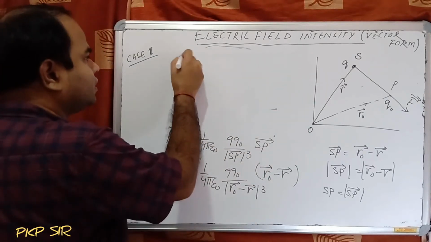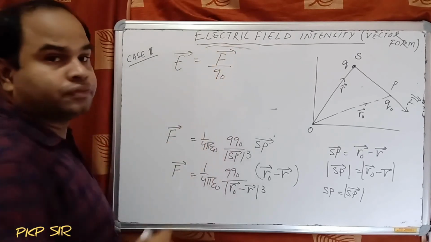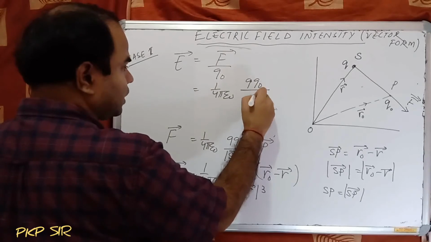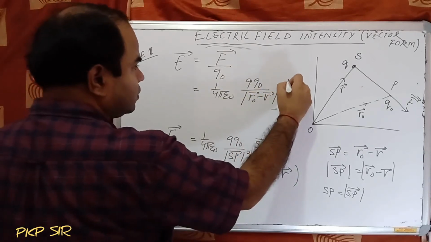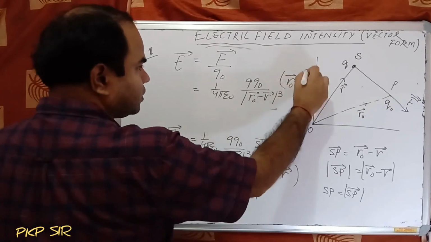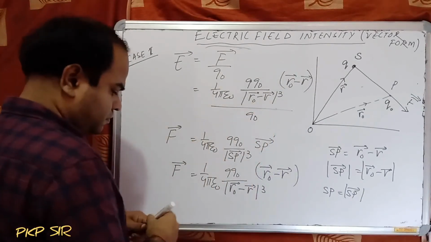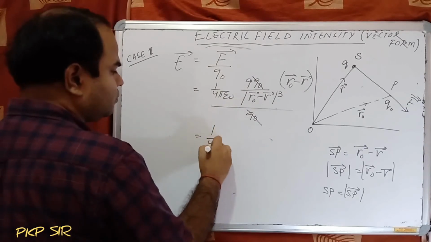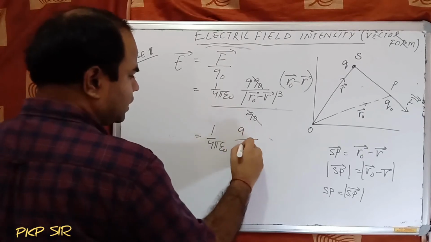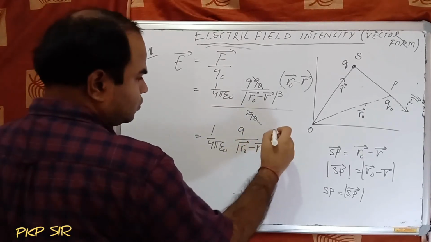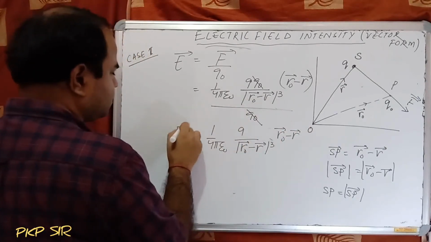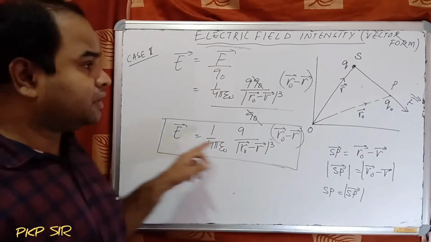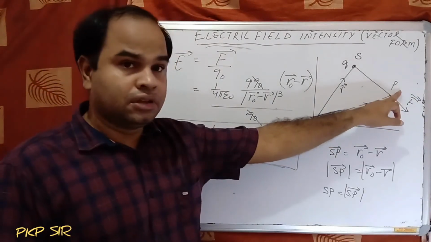तो electric field intensity at P is equal to force experienced by the test charge, ठीक है. Force value is this much, this is 1 by 4 pi epsilon naught, this is q naught by magnitude of r naught minus r vector cube into r naught minus r vector, ठीक है, divided by q naught. Okay, so q naught cancels out. So this is 1 by 4 pi epsilon naught, this is q by magnitude of r naught minus r vector cube into r naught minus r. So this is the value of electric field intensity at point P due to the charge q.